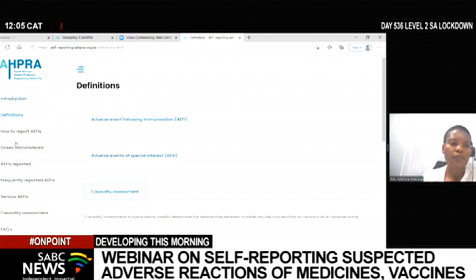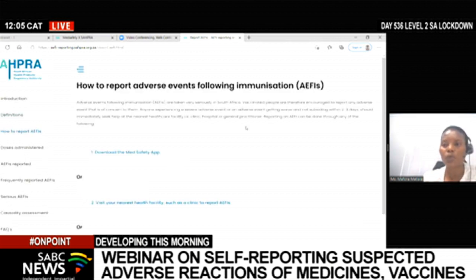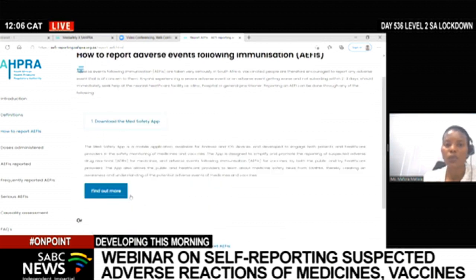And then thirdly, we have a tile here that talks about how to report. How to report is exactly what I spoke to earlier, the MedSafety app. As you click here, it takes you to this page, which explains which phones can support the use of the MedSafety app, and who can use the MedSafety app, as I've highlighted earlier. And then as you click here, it takes you to the site of the MedSafety app.